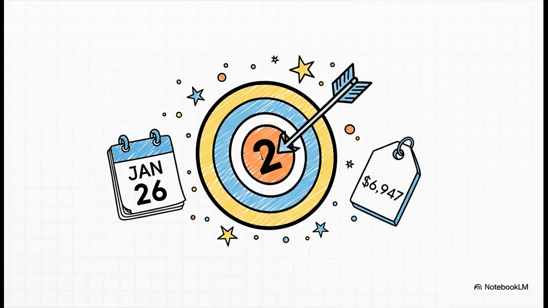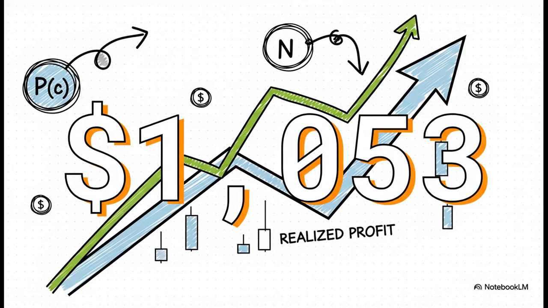And again, we have the specifics. On January 26, 2026, the price reached the N level, hitting the exact price of $6,947. If you remember, that corresponds perfectly to target 2 from our initial plan. Hitting that level was the trigger for an action. The second trade, the one we entered at PC, was closed out at this N level, and the realized profit from that specific trade was $1,053.